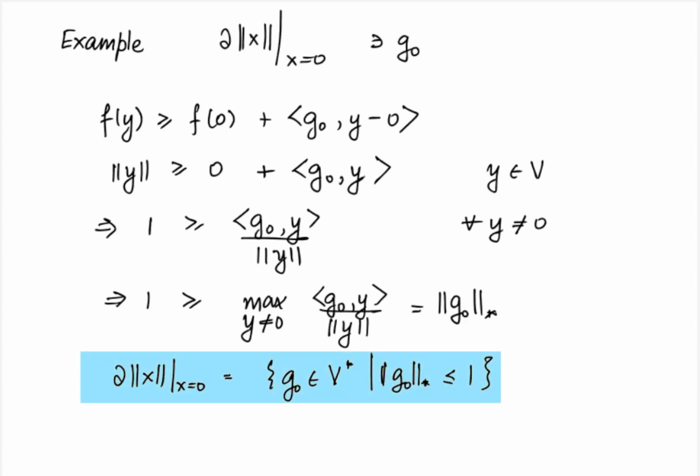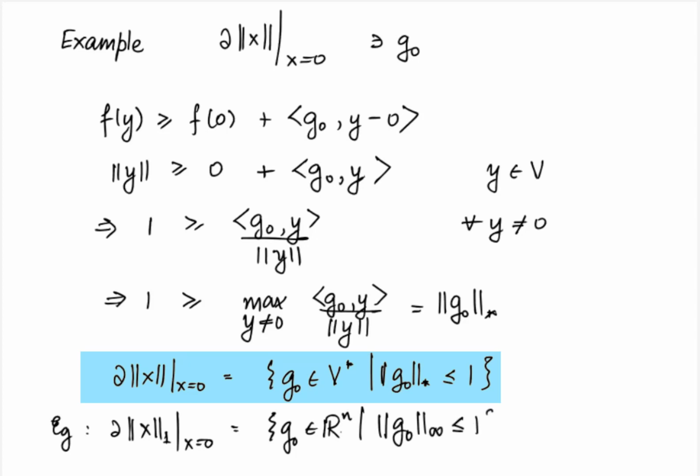For instance, if you consider the L1 norm in R^n, then the subdifferential is the box, since it is given by the set of all g such that the infinity norm of g is less than or equal to 1, which is nothing but the set of all g in R^n such that g_i, the ith entry of g, is between minus 1 and 1. So in the specific case where n equals 1, the subdifferential set of the absolute value of x would be the interval minus 1 to 1.